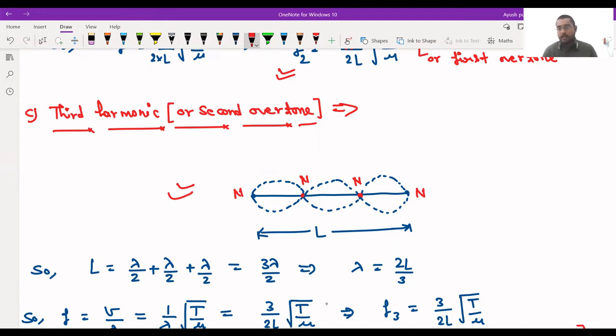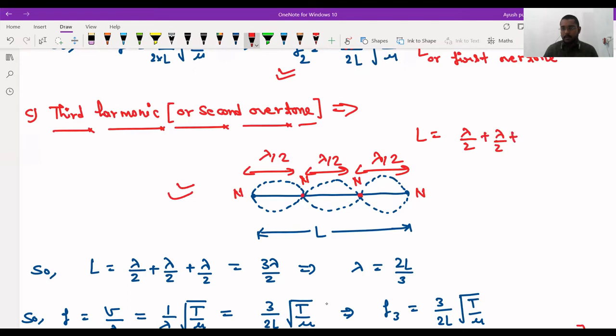So if this is the case, then it is clear that L will be equal to, again we know the distance between two node points is lambda by 2. No problem in this. So lambda by 2 plus lambda by 2 plus lambda by 2, so we will get 3 lambda by 2. Or we can write lambda is equal to 2L by 3. Again we know that V is equal to F into lambda.